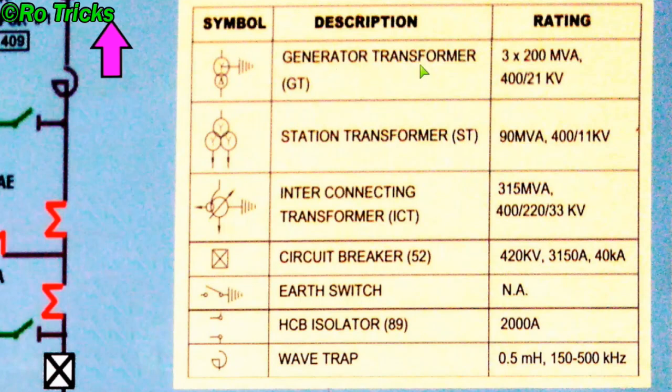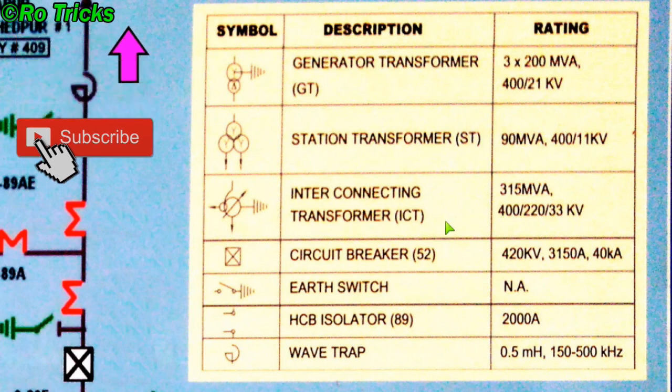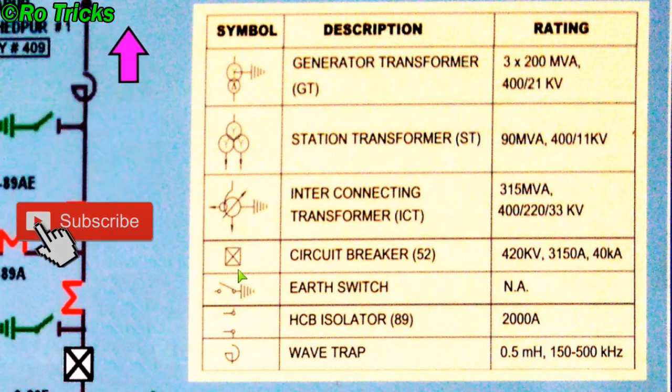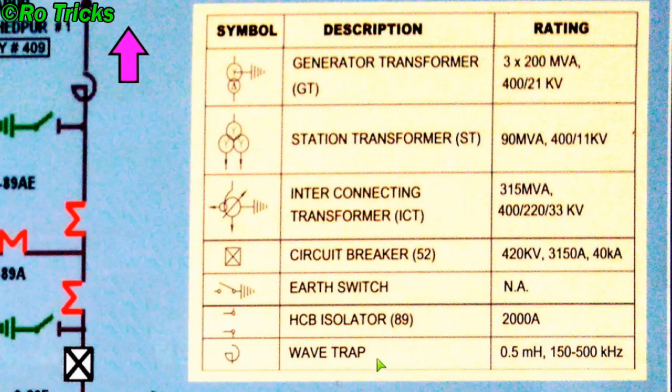This symbol is for the generator transformer, this symbol is for the station transformer, this symbol is for the interconnecting transformer ICT, and this symbol is for the circuit breaker. We have SF6 circuit breakers in this switchyard. This symbol is for the earth switch, and this symbol is for the isolator. We have HCV isolators here, and this symbol is for the wave trap.